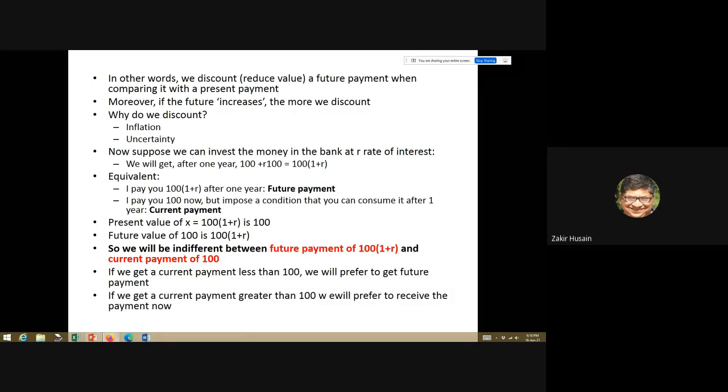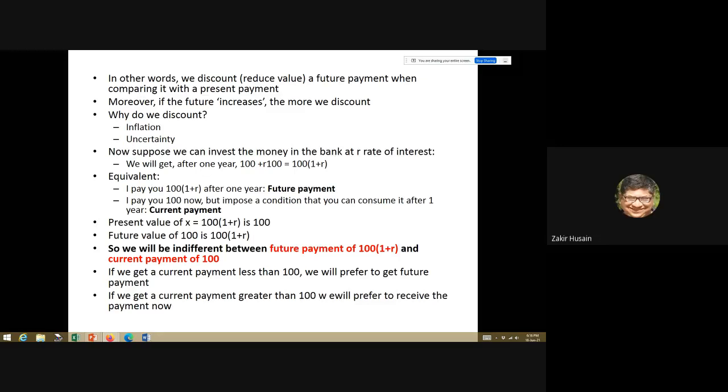And as the future increases, that is, instead of 1 year, I say that I'll pay you in 2 years, or 3 years, the more we reduce the value. Will you agree with this? So could you repeat once more? I got disconnected in between.